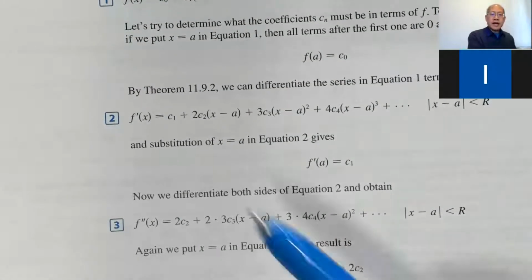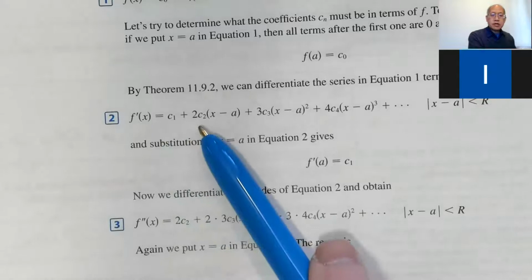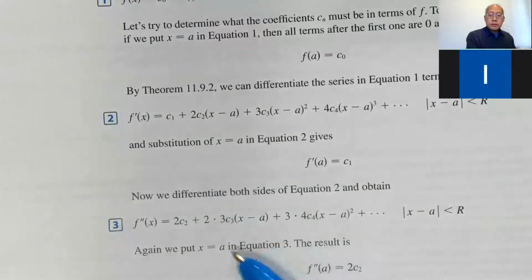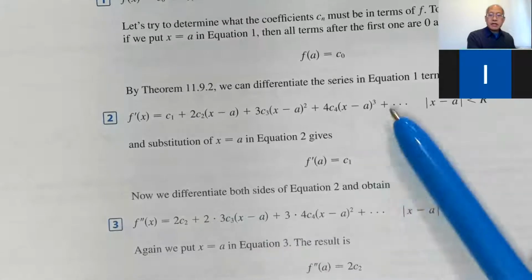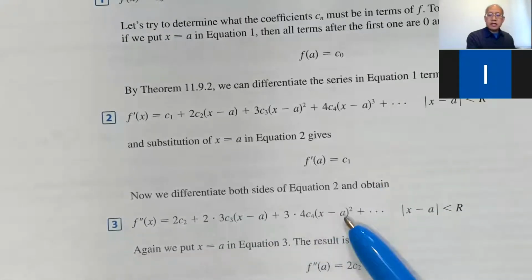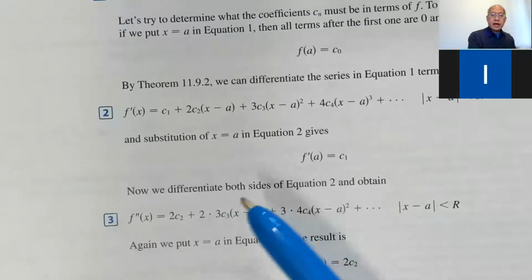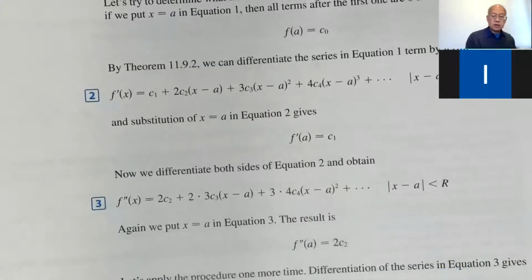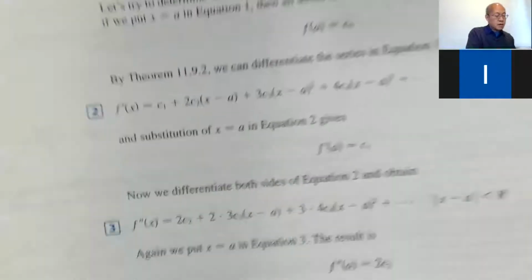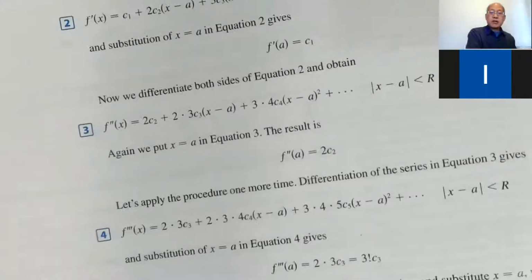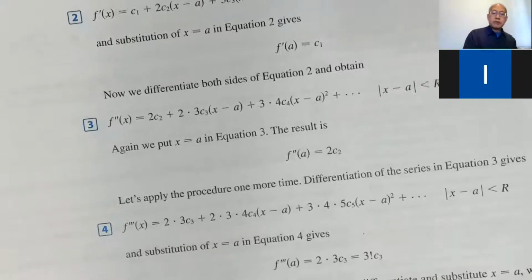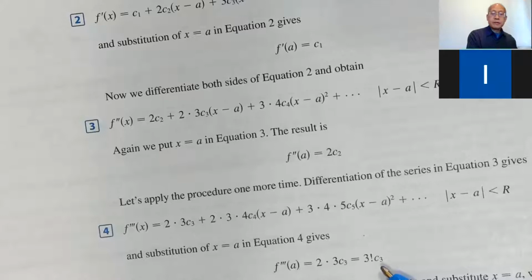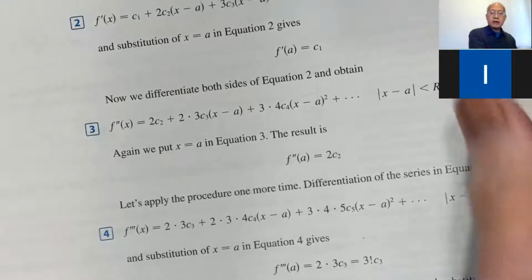Do it again. Take the second derivative. That's gone. This would be 2c2. This is 2 times 3 c3 times (x minus a). This is 3 times 4 c4 times (x minus a) squared. Okay. Plug in a. Gone, gone, gone. So f double prime of a is 2c2. And you do it one more time. If you do triple prime, you end up with 3 factorial c3. You can continue the pattern.